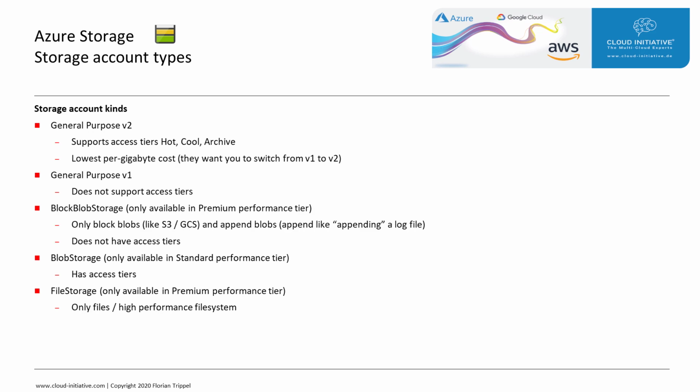To make things a bit more complicated, we also have different storage account types. Most likely we will use a general purpose V2 storage account type. The general purpose V2 tier will give us the lowest per gigabyte cost and support all access tiers. Note that general purpose V1 does not support access tiers.